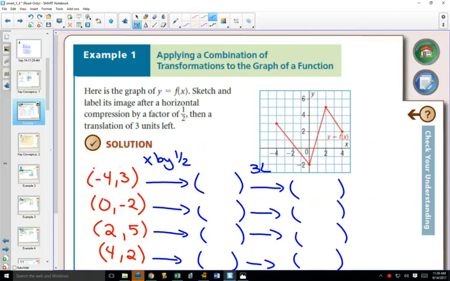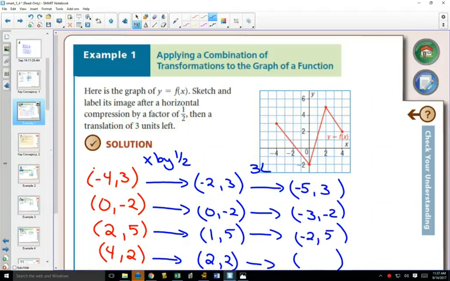So our original points, what's going to happen? x by half: -2, 3, 0, -2, 1, 5, and 2, 2. And then 3 to the left: -5, 3, -3, -2, -2, 5, and 0, 2. So currently in this question, nothing is different. We're just dealing with x instead of y. This is really just a review of what we've done.